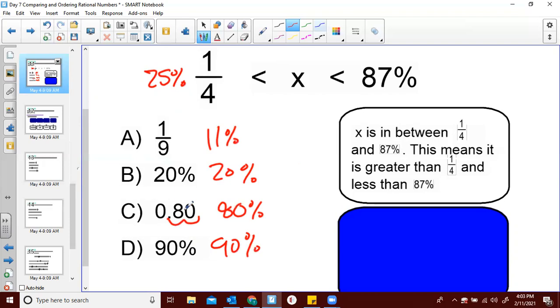Good test taking ability. Before we even did any of our work, other than this 25% here, we know that 20 is less than 25, so B's out, and 90 is greater than 87, so D's out. So even without doing any real work, you already have a 50-50 shot. But we know that 11% is smaller than 25, and 80% is going to be our correct answer. So C.